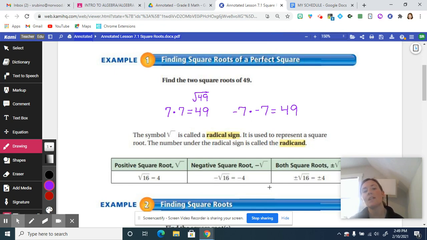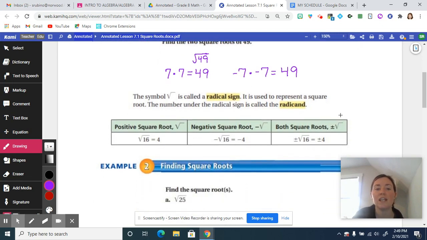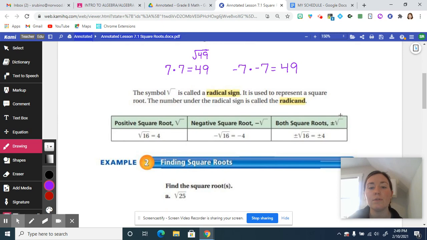So the symbol I just drew here for a square root is called a radical sign. It is used to represent a square root, and the number under the radical sign is called the radicand. Now we have a little table here showing us the notation for a positive square root, a negative square root, and for both square roots.